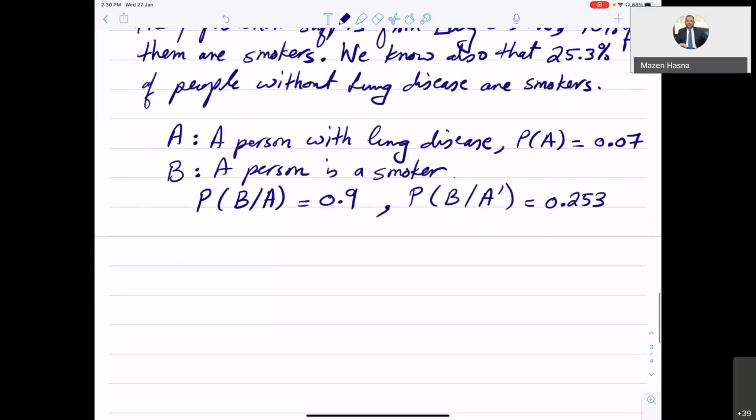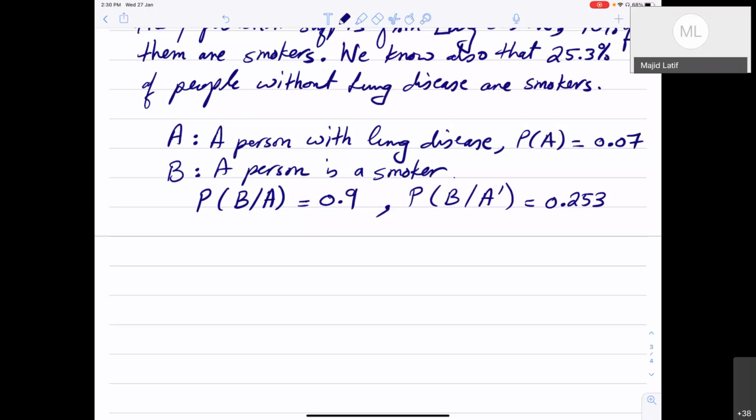Now, what will be of interest to us? Doctor, small question, please. Sure. This 25.3%, they are out of all the population, or they are out of all the people who do not have lung disease and are smokers? So, yes, out of those who do not have lung disease, the ratio of smokers among those is 25%. So means in all the population, they calculated who are smoking and those who do not have lung disease.